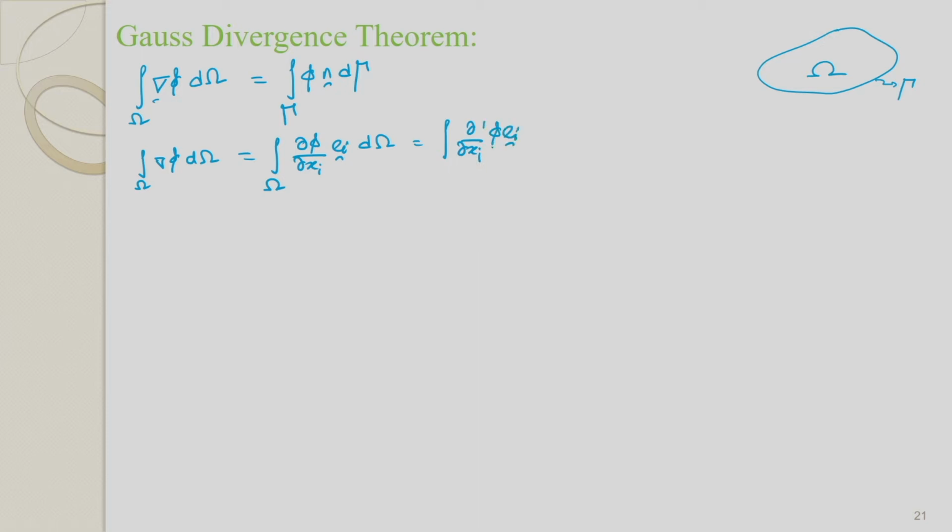Because e_i is not a function of x_i, we can take it inside the differentiation, and in the next step we can write phi e_i n_i. So, this step is obtained from Gauss divergence theorem.